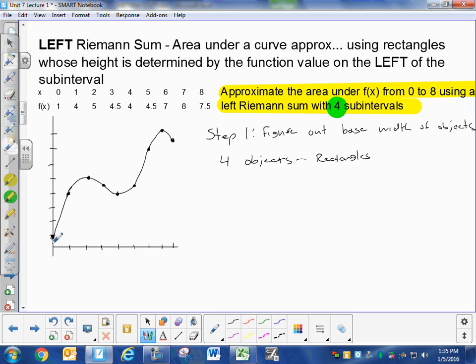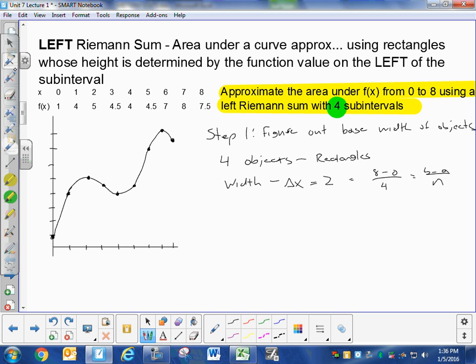We know that if we go from 0 to 8 and we have 4 objects, each object's width is going to be what? 2. Simple, right? Don't all shout it out at once. So the width, which is what we can consider delta x, the change in x, is going to be equal to 2. You can calculate that also by just doing b minus a over n. Right? Or just intuitively figure it out.